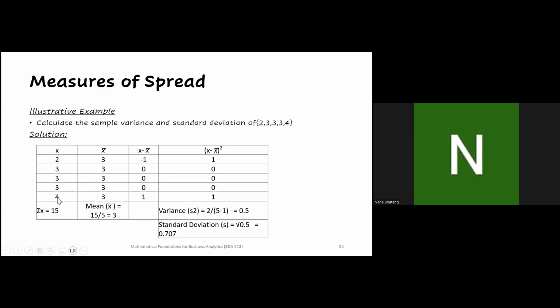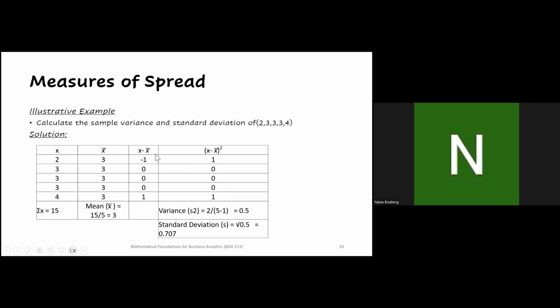We do up to the 5th one, that is 4 and 3. The data point is 4. The X bar is 3. So X minus X bar gives us 1. We are not interested in the difference. We are interested in the square difference. So when we square 1, it gives us 1. So when you add all of this, it gives you 2.